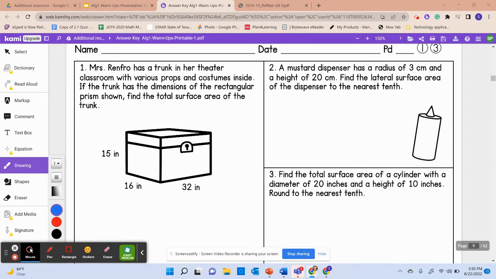Miss Ruffino has a trunk in her theater classroom with various props and costumes inside. If the trunk has the dimensions of the rectangular prism shown, find the surface area of the trunk.